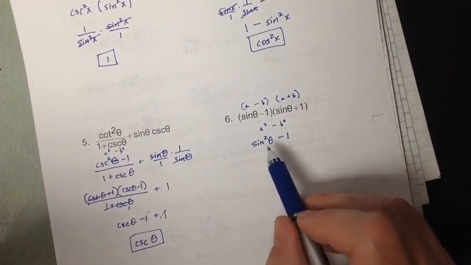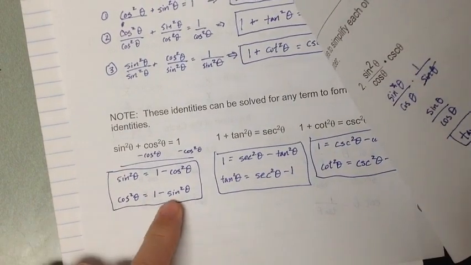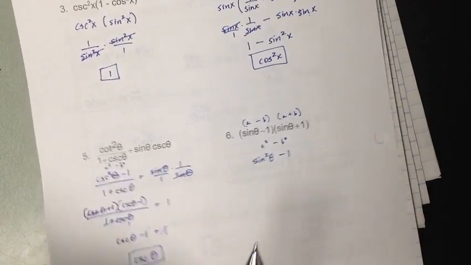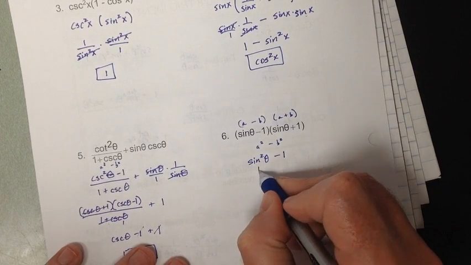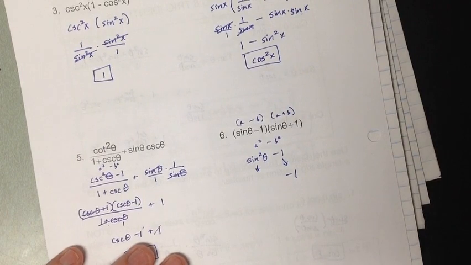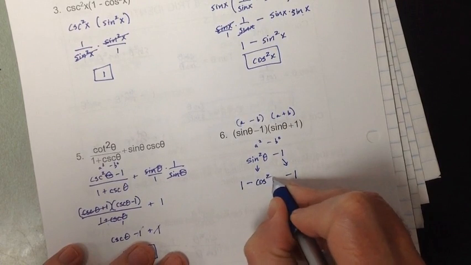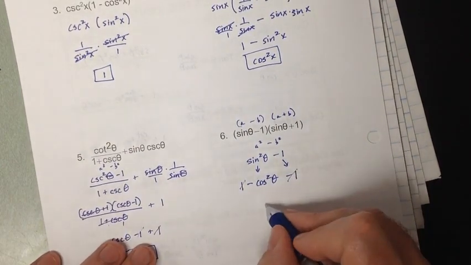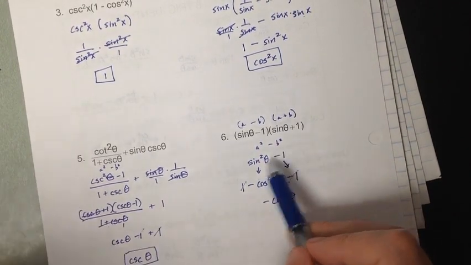Well, this is not quite 1 minus sine squared. I know 1 minus sine squared is cosine squared. But I can replace sine squared. Let's replace sine squared with 1 minus cosine squared. I'm going to replace just sine squared. My minus 1 is still going to be here. But I'm going to replace sine squared with 1 minus cosine squared theta. And now I've got a positive 1 and a minus 1 that cancel, and my answer is negative cosine squared theta.